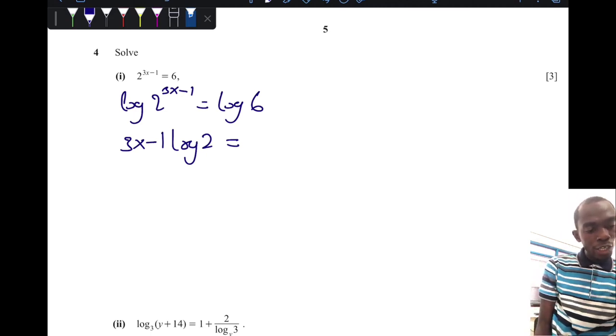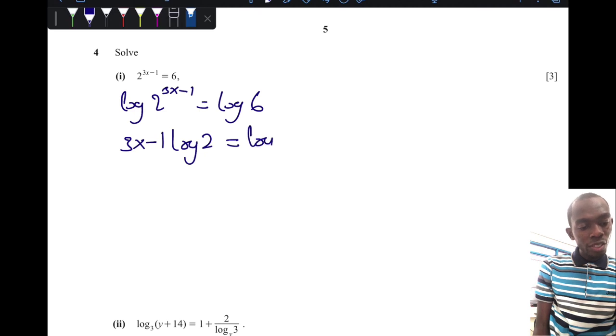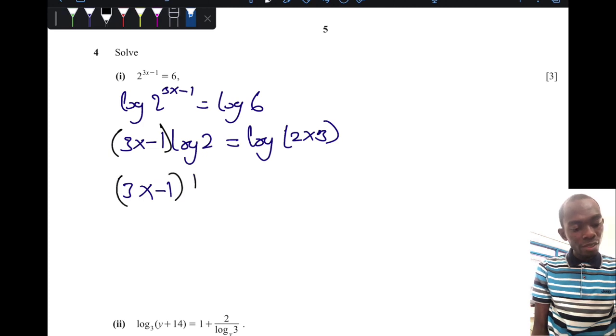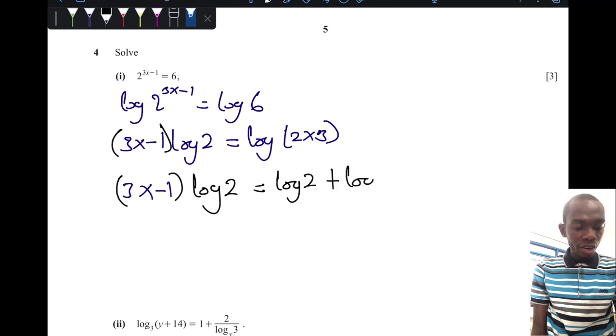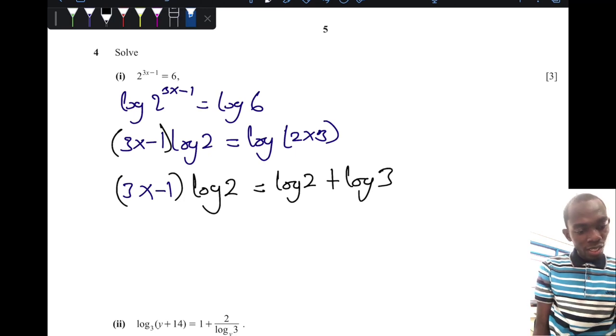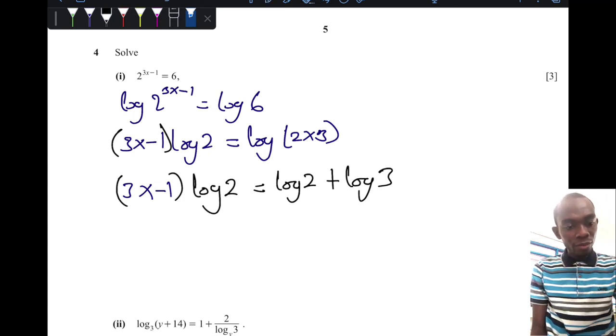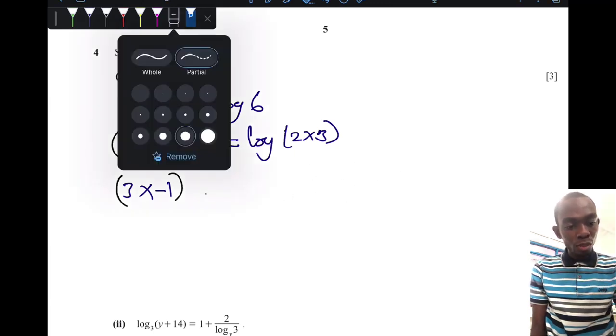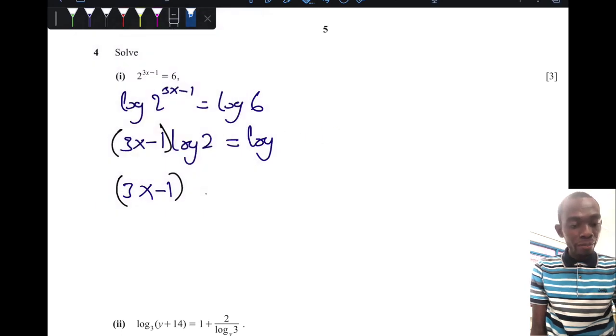what else can we do? Log 6, can we split log 6 as that? Will that work? Yeah, let's see. I want to put this in a bracket before it confuses us. So that will be log 2 plus log 3. If I do it this way, basically, how am I helping myself? Let me just clean it. It doesn't help. I'll just put log 6 here. I think I was just trying to complicate issues.